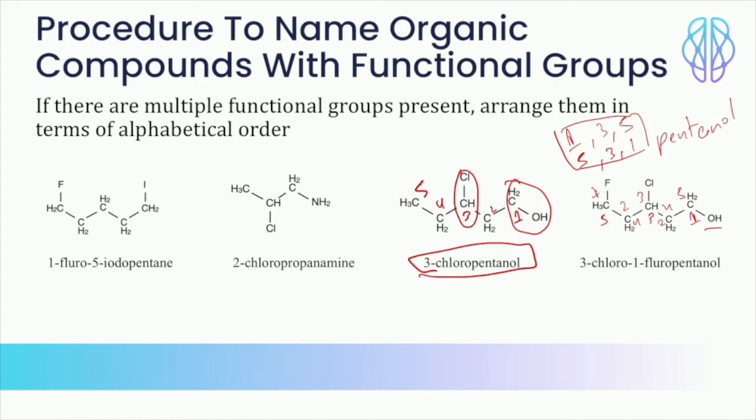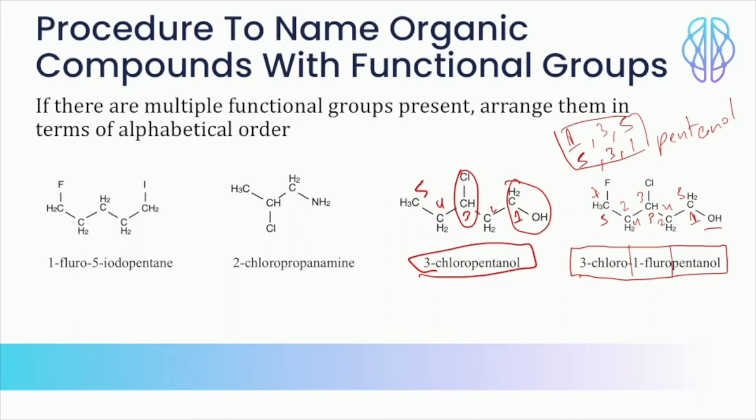So to save us a bit of trouble, we're just going to go from left to right. And this is 3-chloro, 1-fluoro, pentanol. So that's probably the hardest example you get, to combine the stacking of the prefixes with the suffix. So the first part is the chloro, because C comes before F in the alphabet. So chloro first, and then the fluoro, and then the pentanol.